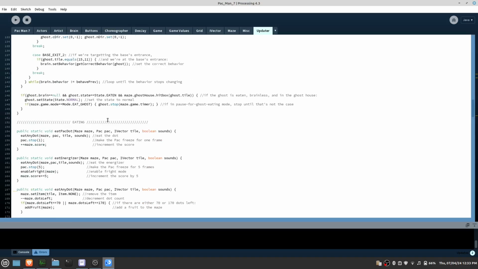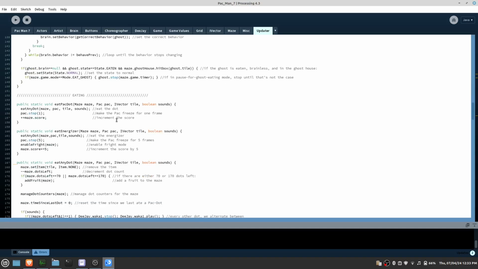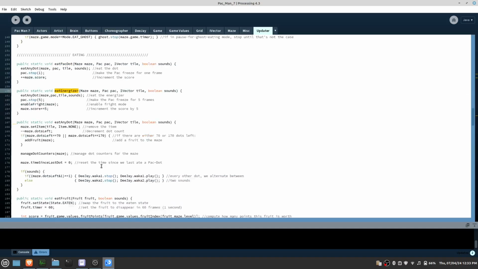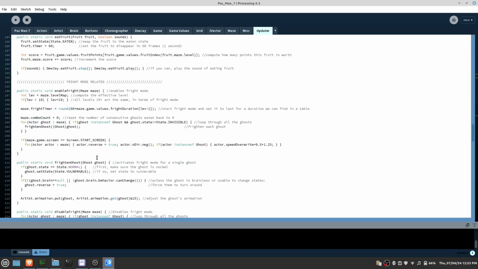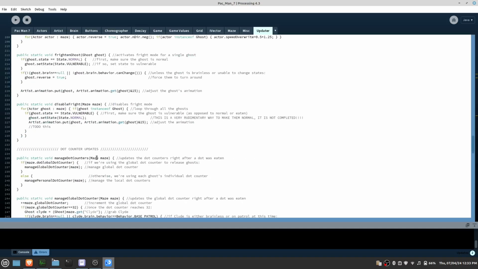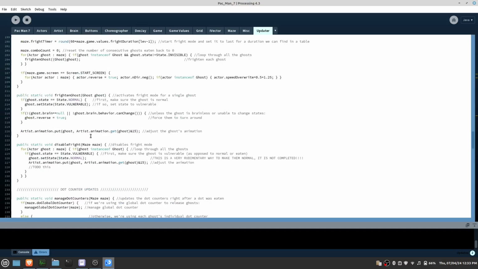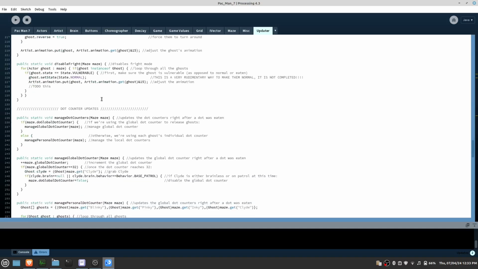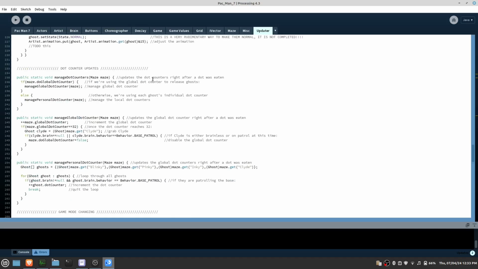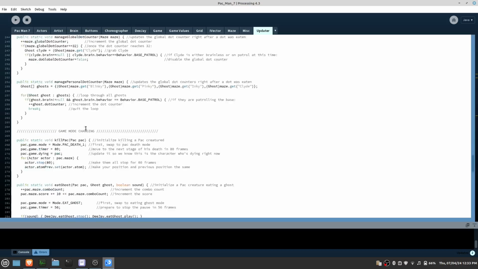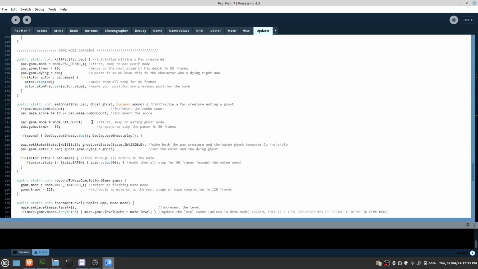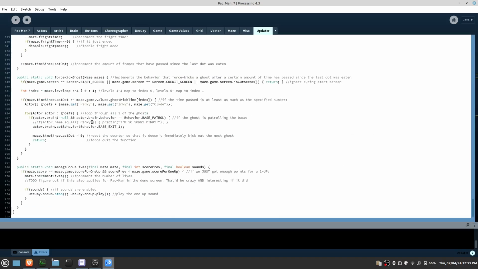Fun fact: if you turn on the rack test during the demo screen, he actually will go to the next level, and they even play the cutscenes. So that's real funny. Eating Pac-Dot, eating Energizer pellet, fright mode, which is where you eat the Energizer, frighten ghost, disable fright, because once they go into the ghost house, then they're done with that. Managing the dot counters. Yeah, lots of important stuff.